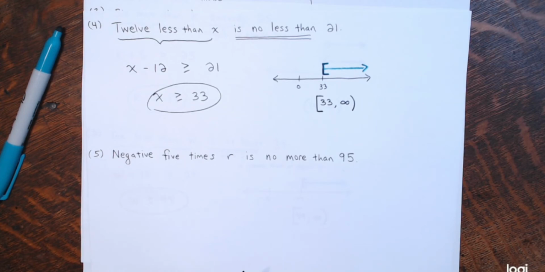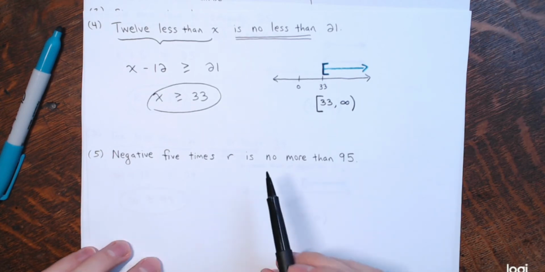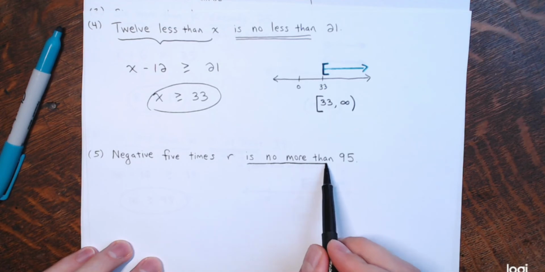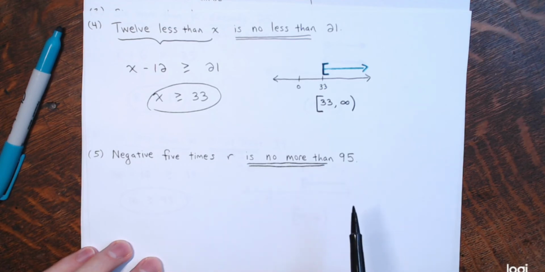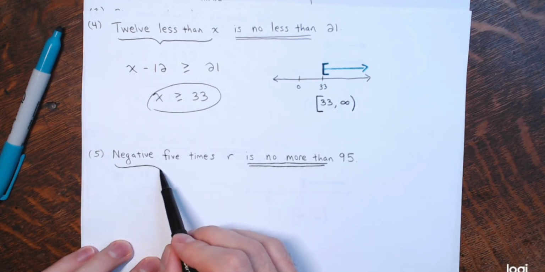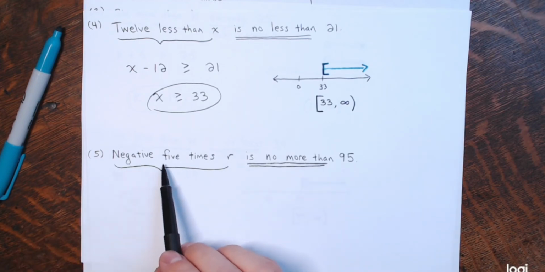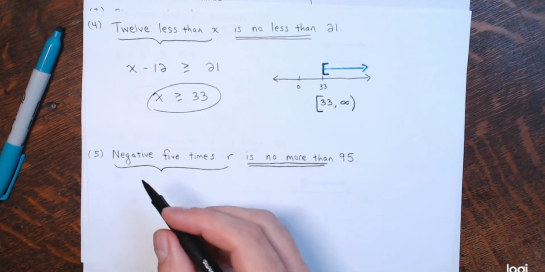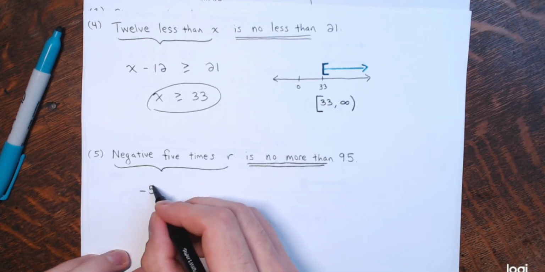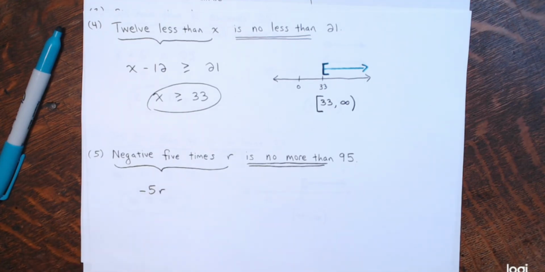All right, example 5. So here's the "is no more than", there's the verb. So the statement before that will be the expression on the left side. So this is simply negative 5 times r. All right, negative 5 times r, negative 5r.